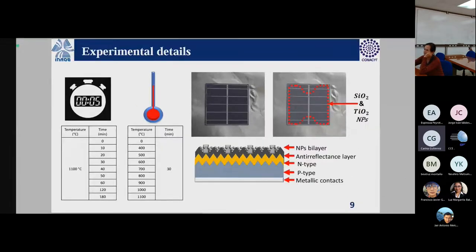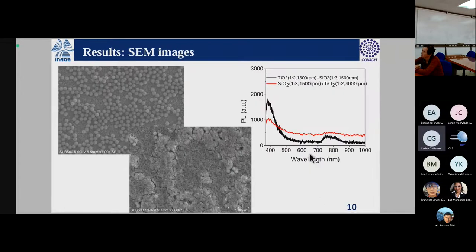The final array of the solar cells with the nanoparticles is as in this figure, where we have at the bottom metallic contacts, the p-type, n-type, and anti-reflector layer, which is the structure of the solar cells, and on top, the nanoparticle bilayer. So in our preliminary results, we can see the behavior of the nanoparticles only, with the same image. It is for the titania-silica configuration, and the silica-titania configuration is deposited. And we can see in this plot the photoluminescence intensities for each array.